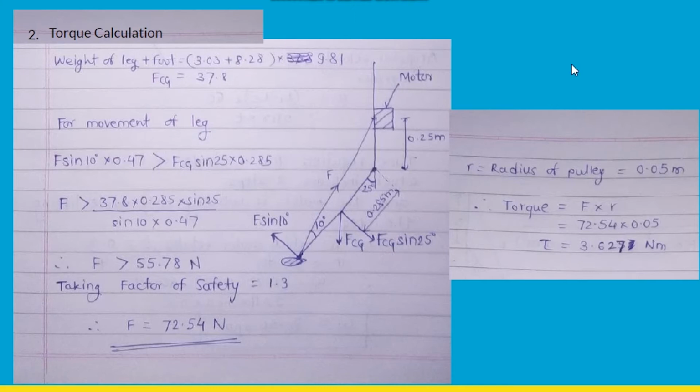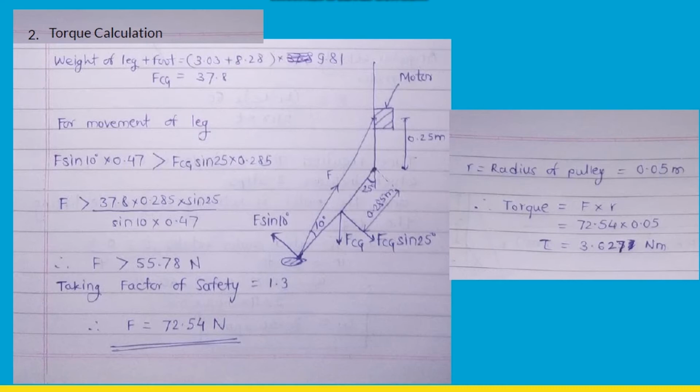Here, the forces acting on the leg are due to the motor, that is along the thread, and the self weight of the leg. Weight of the leg is acting along the center of gravity of the leg, and the force F, that is due to the motor, is acting at the bottom of the leg, that is at the foot.